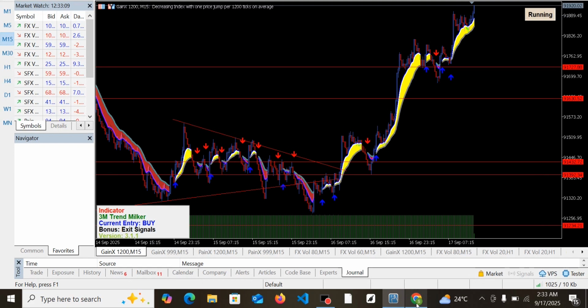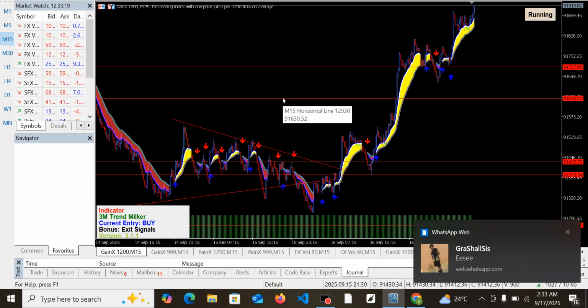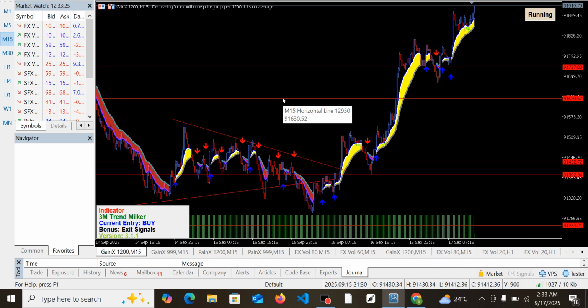Okay. Let's go straight into what we have right here. So this is the first asset which I analyzed yesterday. Okay, and of course, the name of this particular asset is actually called Ganex 1200, and this is 15 minutes time frame. Okay, like you guys have known, I love using 15 minutes time frame.